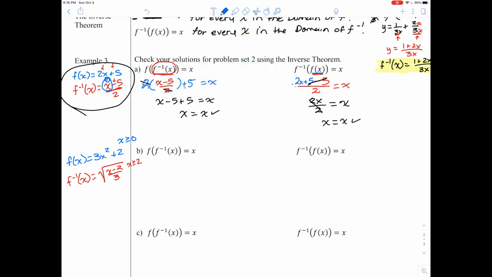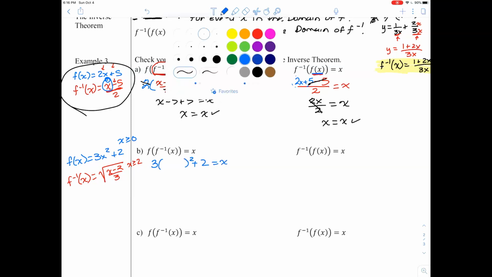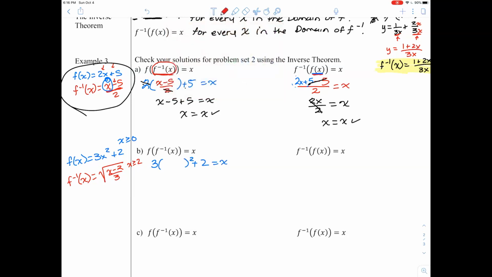So we'll start by plugging the inverse into the original. So the original was 3x squared plus 2, so we're going to remove the x and insert the inverse of x, and then we're going to go ahead and simplify that.